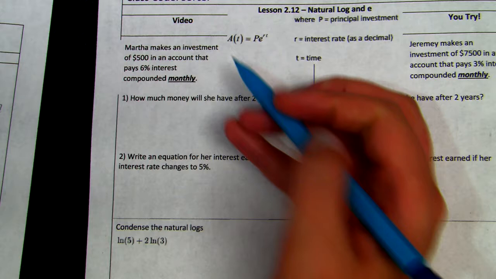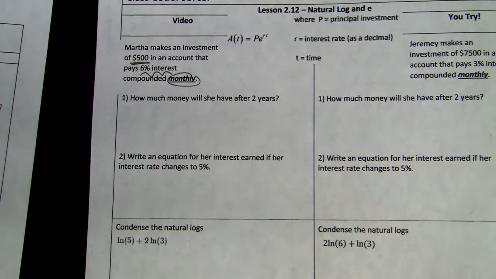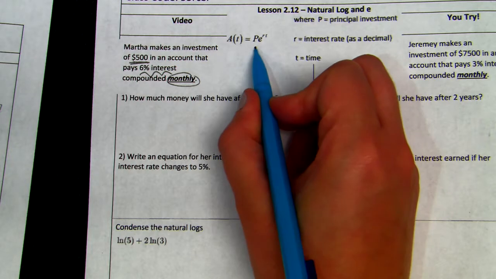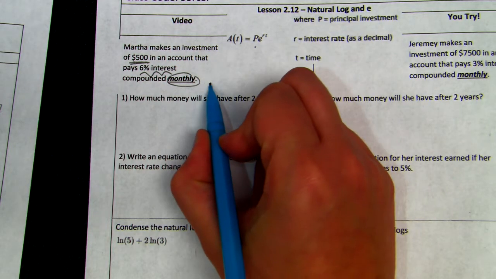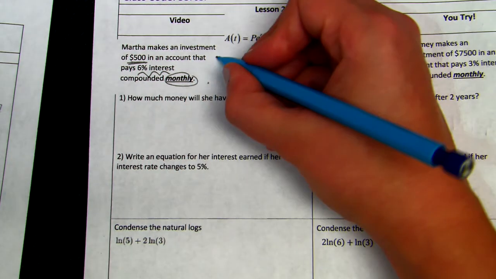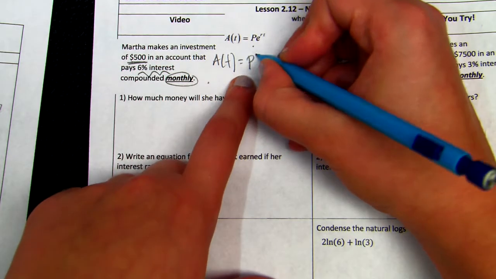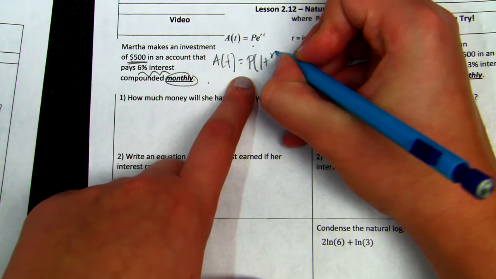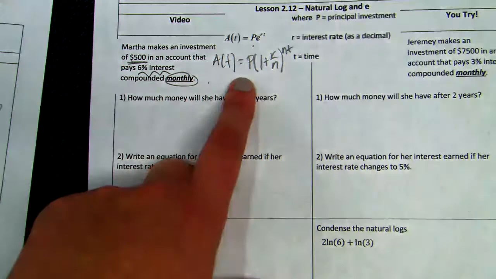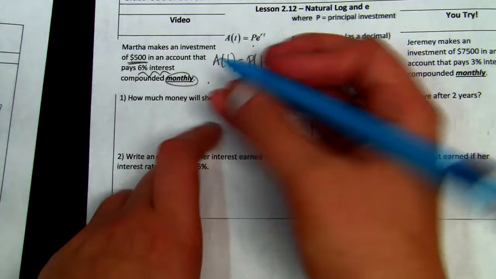So Martha makes an investment of $500 in an account that pays 6% interest compounded monthly. So we see up here the formula for continuous interest. Is this continuous? No, because it does not say the word continuous. It says monthly. So I know I'm going to need this formula right here: A of t equals P times (1 plus r over n) to the nt, because it's being compounded monthly. So let me label what I know.